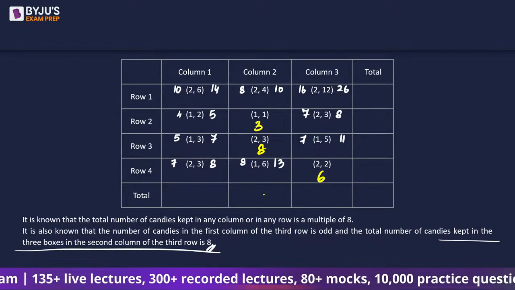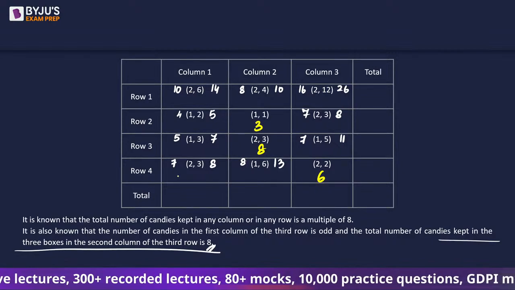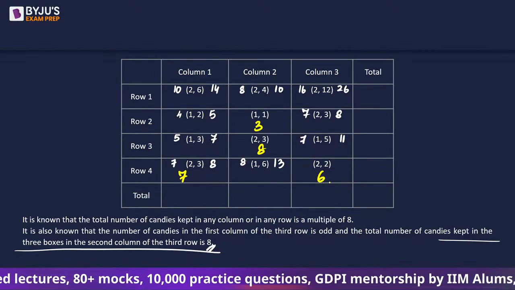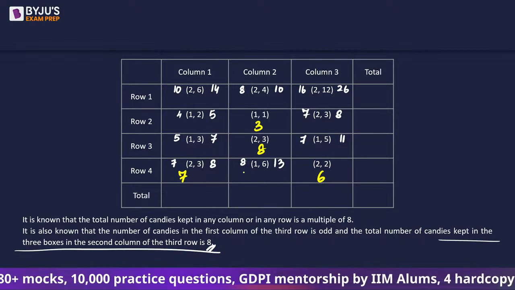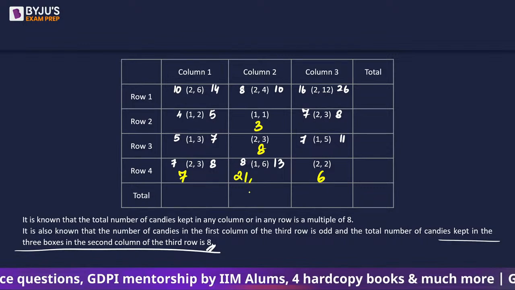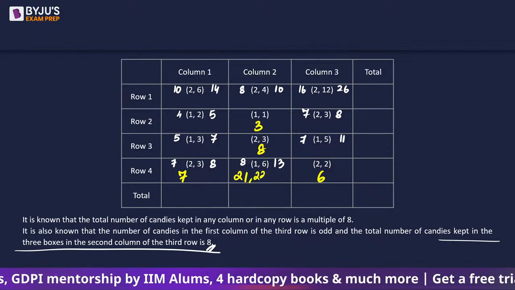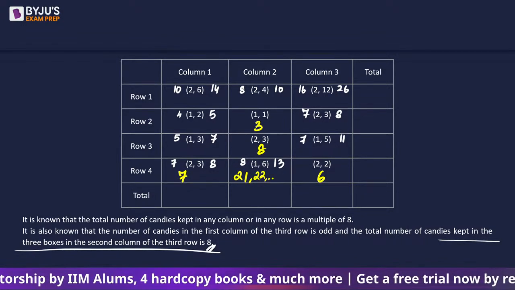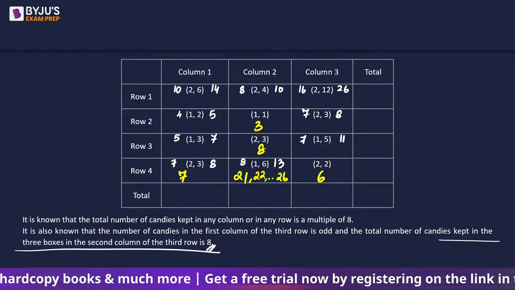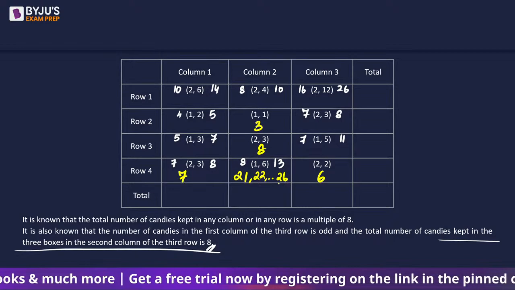Excuse me. Now, suppose this is 7. 7 plus 6 is 13. 13 plus 8 is 21. If I take 9, I will have 22 and this continues. 7 plus 6 is 13. 13 plus 13 is 26. So, I can have 21 to 26.